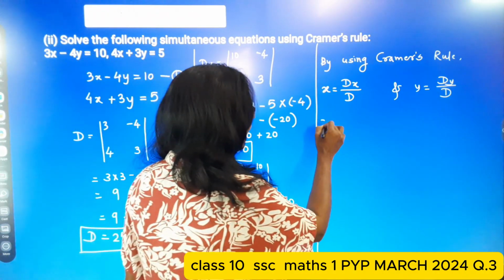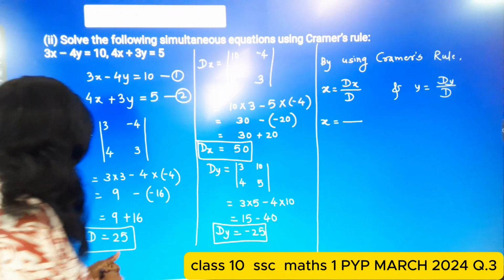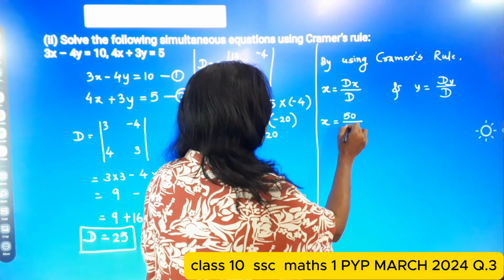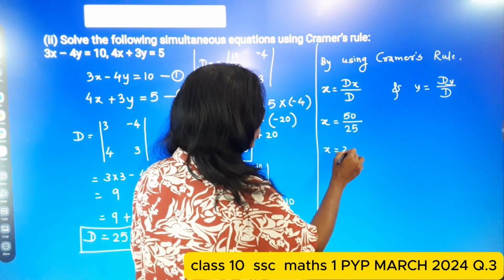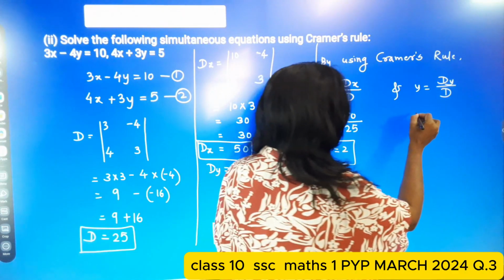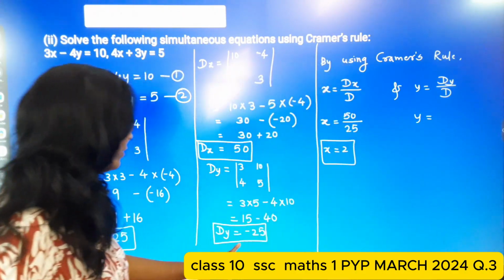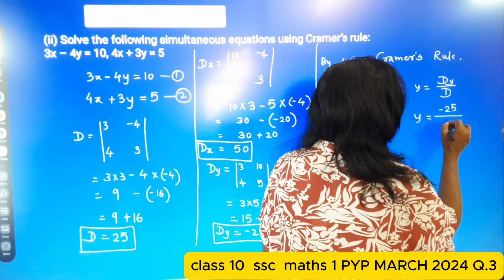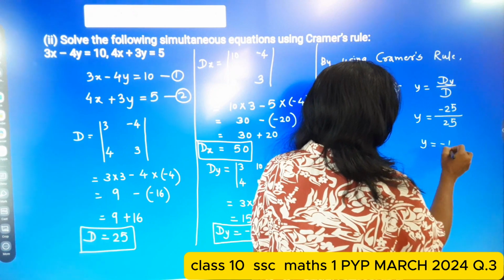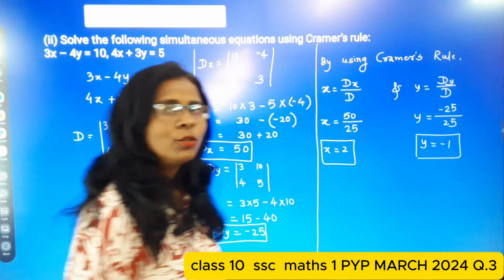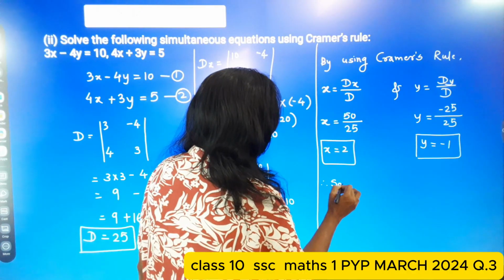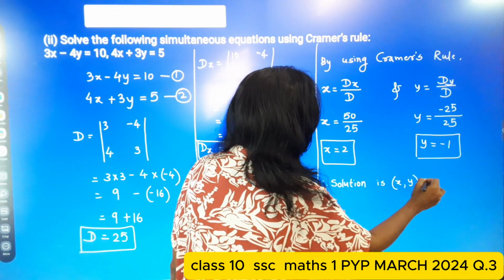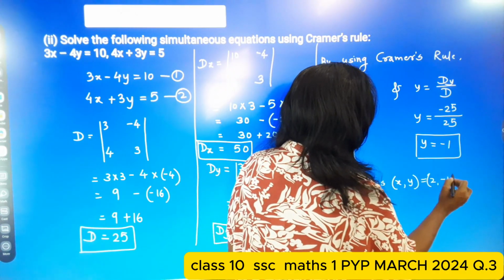And so here, students, substituting, Dx is 50 upon 25, so x is equal to 2. And here, substituting y is equal to minus 25 upon 25. So y is equal to minus 1. Therefore, the solution (x, y) is equal to (2, minus 1).